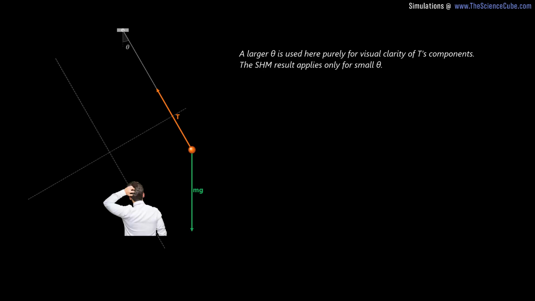Now imagine we pull this mass to the right by a small angle theta, and let us find what are the forces acting on this mass. Well, one is quite obvious, and that is gravity mg pulling it straight down. The second is tension T pulling up along the string towards the pivot. Now instead of tilting our heads, let's use a standard x and y coordinate system.